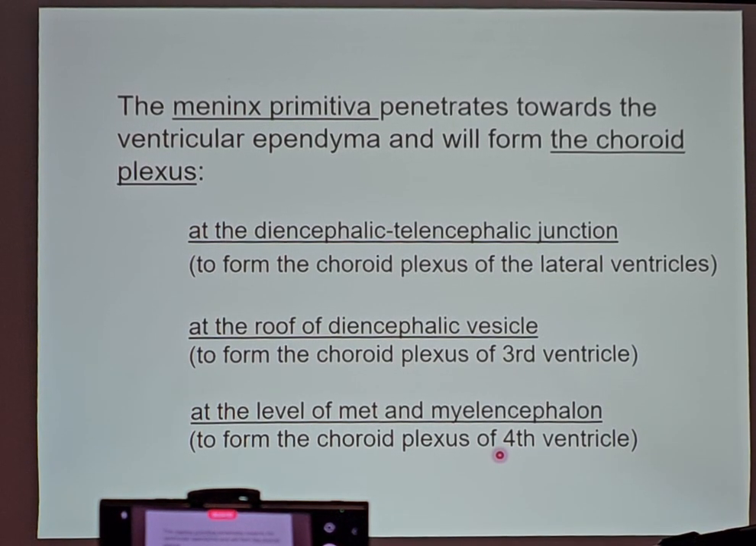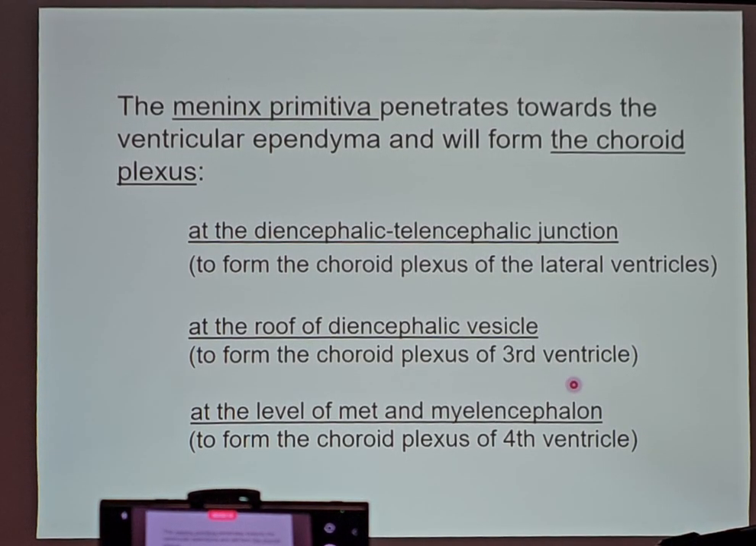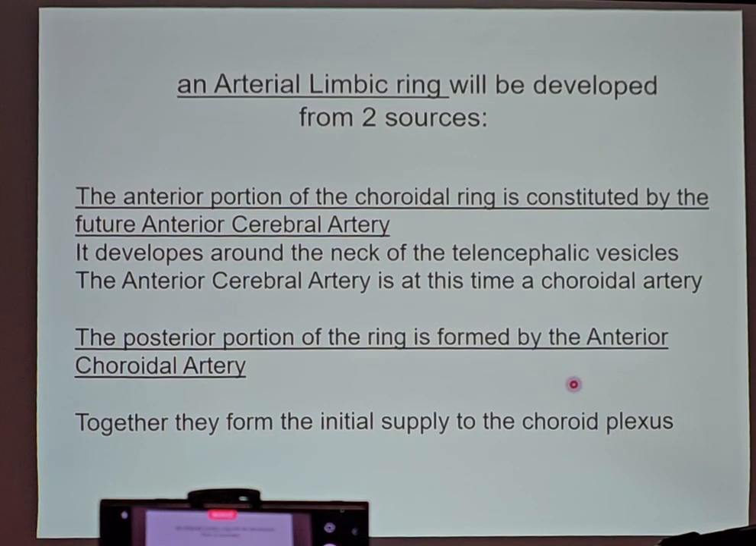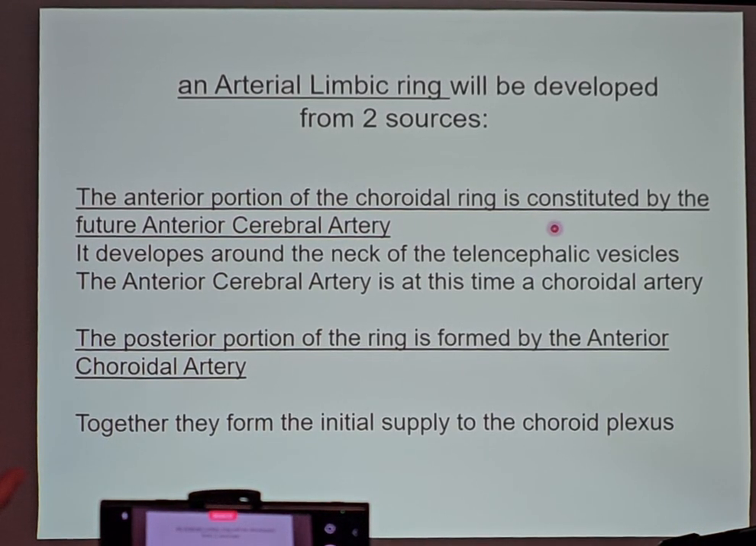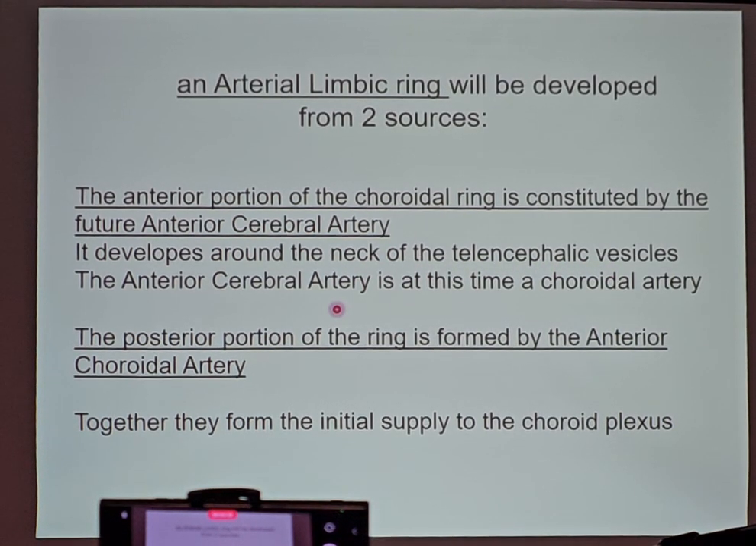And as you remember, the brain at that point in time is very early in its development, so the main arterial and venous drainage systems are related to the development of the choroid plexus that will eventually form the basis for all the other vessels. So an arterial limbic ring will be developed from two sources. The anterior portion of the choroidal ring is constituted by the future anterior cerebral artery. It develops around the neck of the telencephalic vesicles, and the anterior cerebral artery is at this time a choroidal artery.